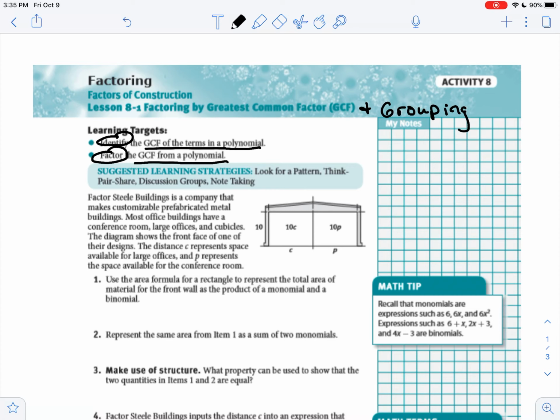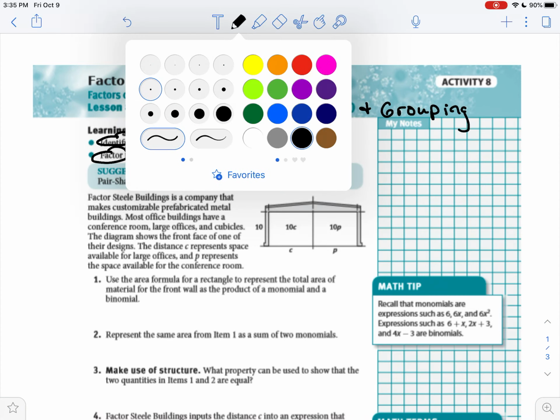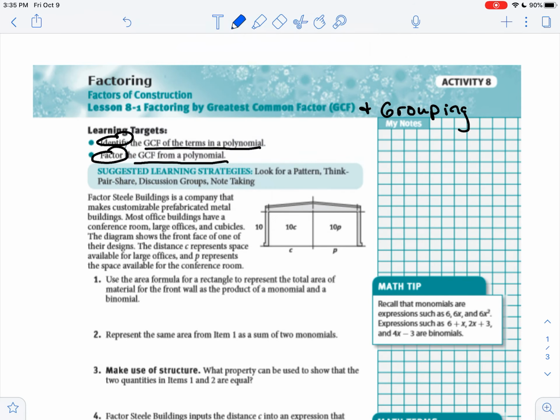Question 1. Use the area formula for a rectangle to represent the total area of the material for the front wall as a product of a monomial and a binomial. If we use the formula for area of a rectangle, we know that is length times width. Our width is 10. Our length, however, we've got part of it as C and part of it as P, so we're going to call that C plus P, because they're not like terms, we can't really add them together. So if the length is C plus P and the width is 10, we could write this as 10 times C plus P, and that's length times width, or width times length.